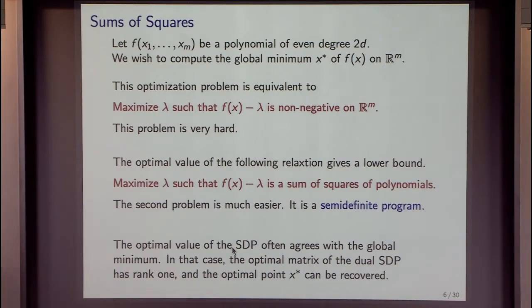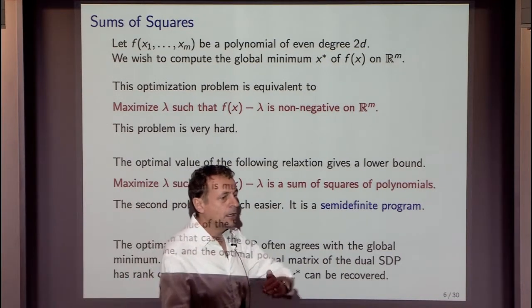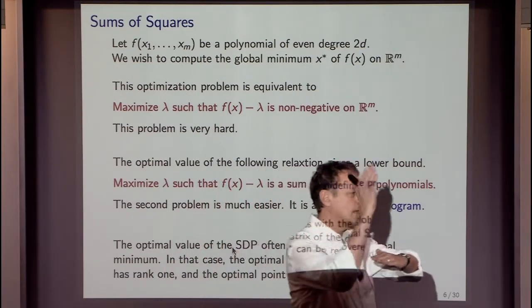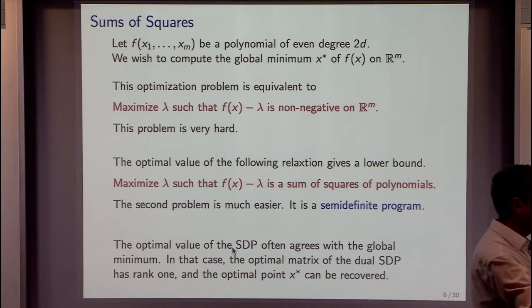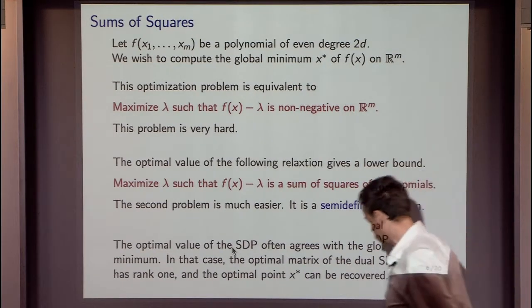The dual solution often will be a rank 1 matrix. A rank 1 matrix looks like this. It's a product of a column vector and a row vector. They are the same vectors. And then looking at that vector, we find the optimal solution x star.